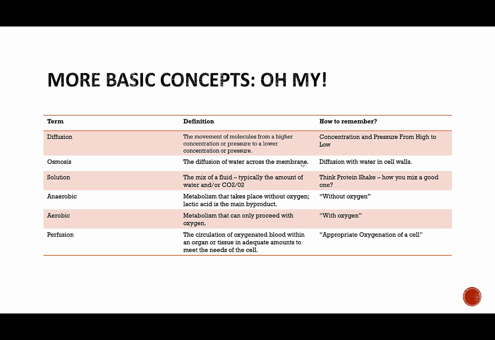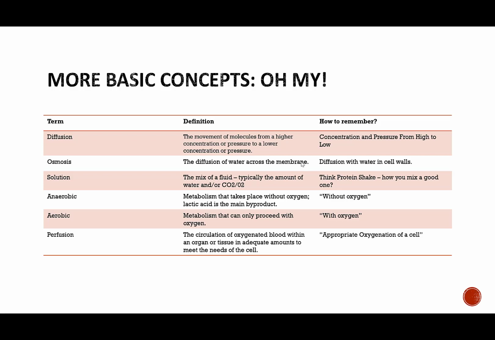This one next, perfusion. It's a big one, trips a lot of people up. It's basically the circulation of oxygenated blood within an organ or tissue in the adequate amounts for that specific organ or tissue. Or more specifically, the cells that make up that tissue, which then make up the organ. This is why I explained that to you guys earlier in this deck. So it's very important. It's ultimately perfusion is about adequate oxygenation of a cell.